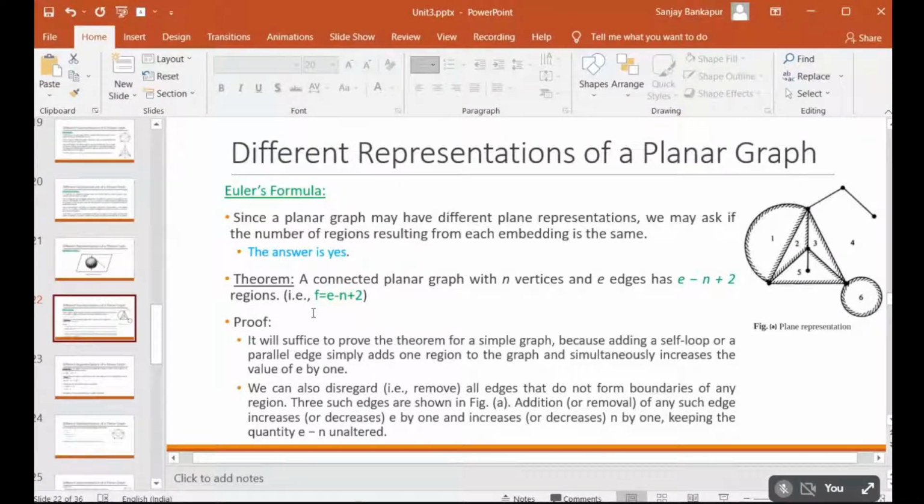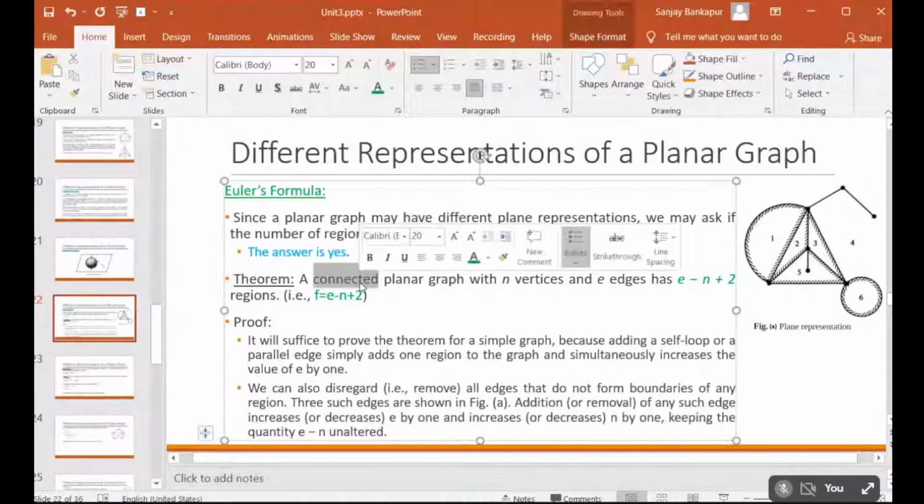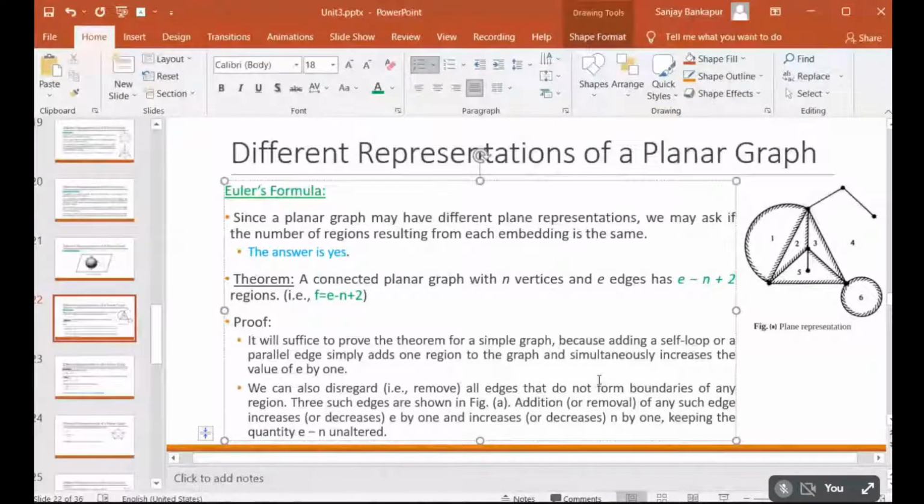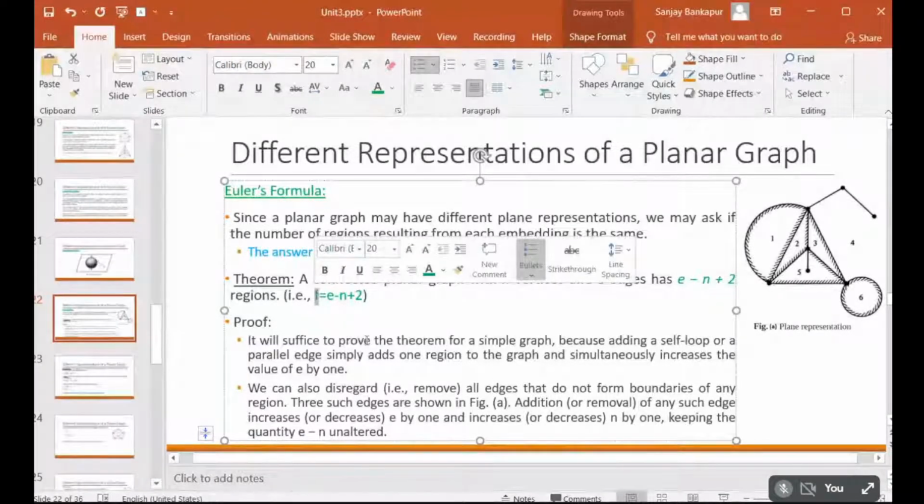The answer is yes. I already highlighted that, and we'll quickly come to the theorem. A connected planar graph, again a keyword, connected, with n vertices and e edges has e minus n plus 2 regions. I call this f. F is region. F can be a face also.